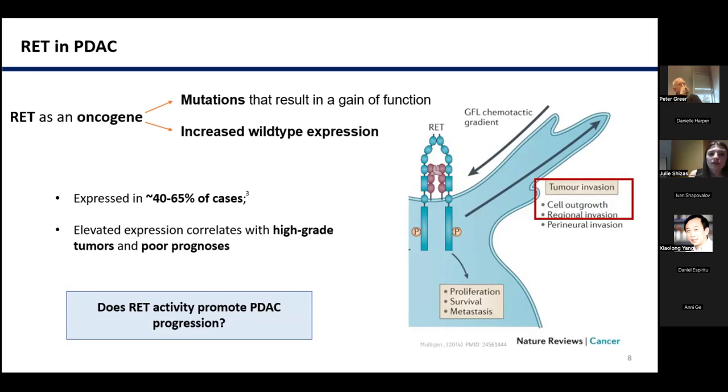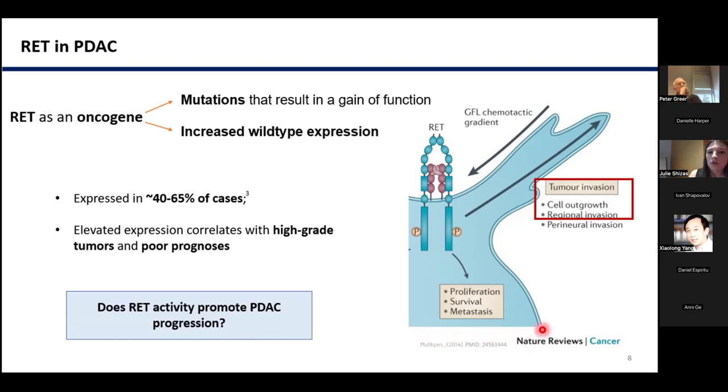In PDAC specifically, it's expressed in about 40 to 65% of cases, so around half, depending on which literature you're looking at. And it seems that elevated expression actually correlates with higher grade tumors and poorer prognoses. So this points to the question, does RET activity promote PDAC progression and these aggressive phenotypes?